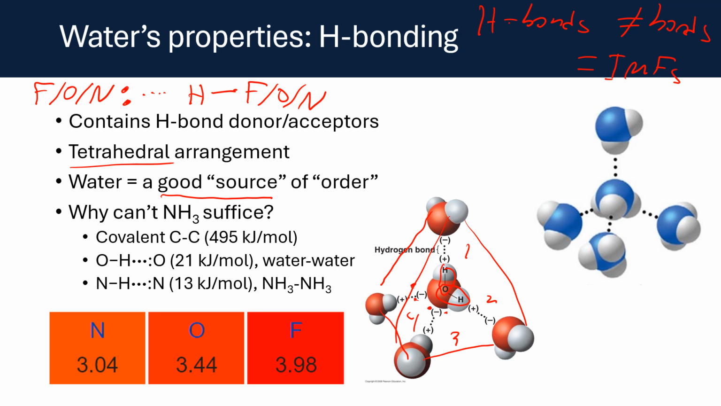Now, I got a question for you. What about ammonia, NH3? Ammonia is a very polar molecule. It has not two, but three hydrogen bond donors. And it also forms these highly ordered tetrahedra under optimal conditions. So why not, to at least general knowledge, has life formed in an ammonia environment yet?